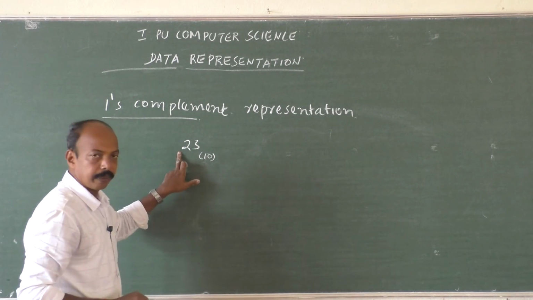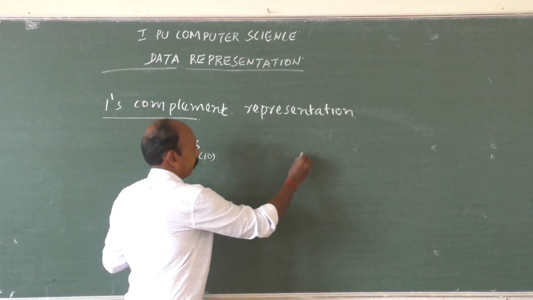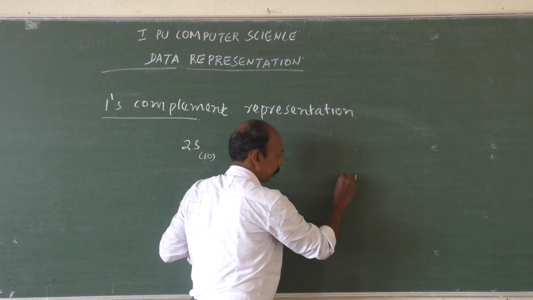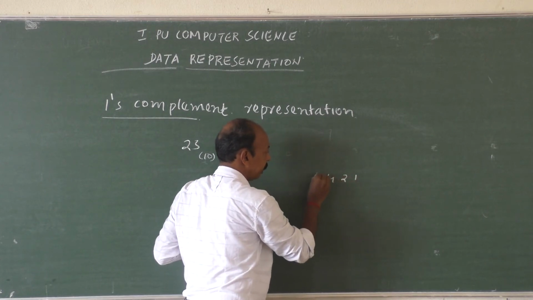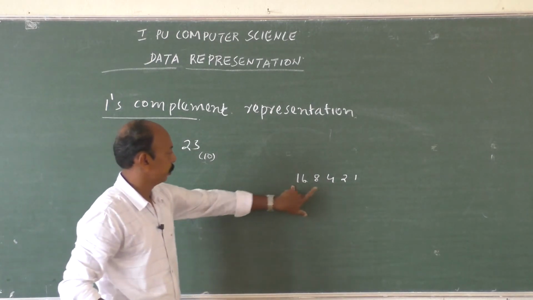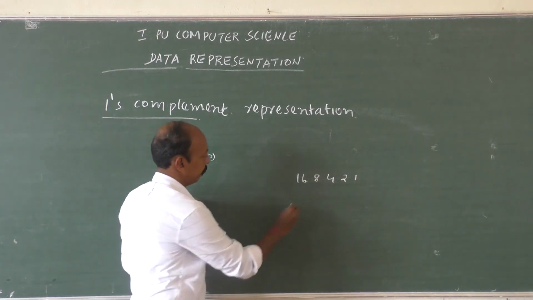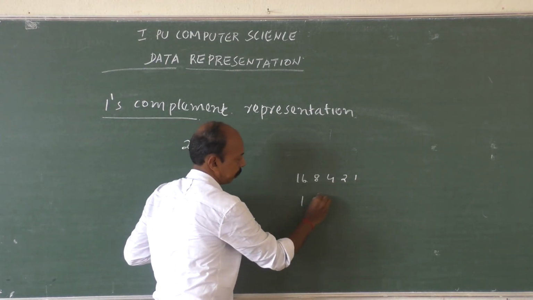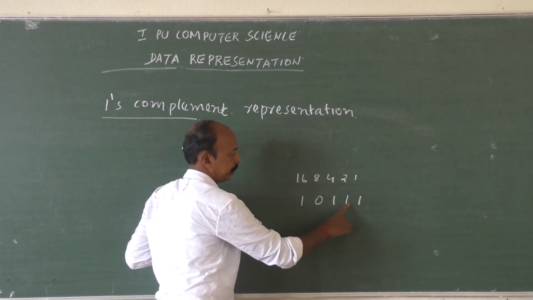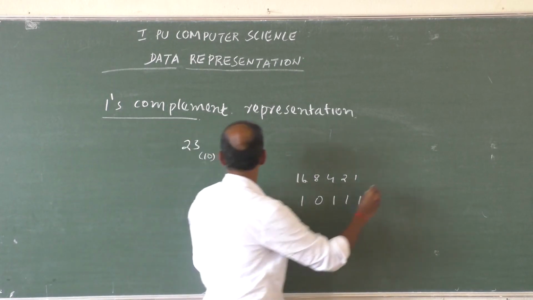So what will we do? First convert this 23 to binary. You can divide by 2, or use 1, 2, 4, 8, 16. 16 plus 4 is 20, 22, 23. So it will be 1, 0, 1, 1, 1. Isn't it? Or it will be something like this.